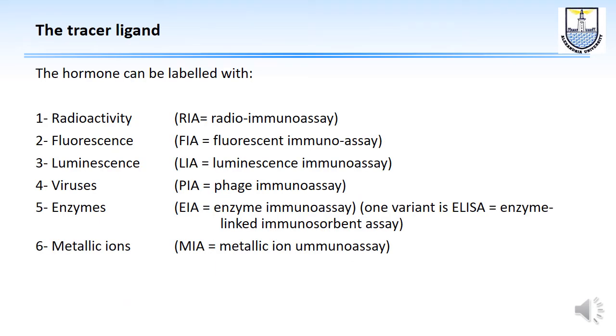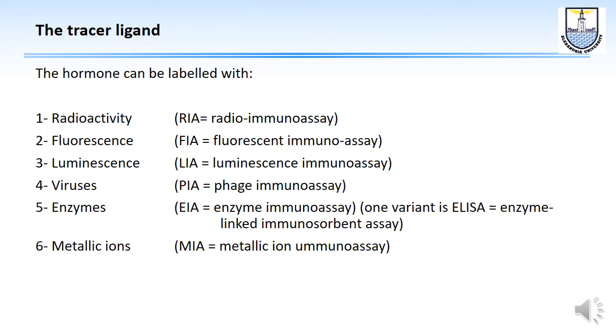And although these immunoassays started as radioimmunoassays, because the labeling was done with radioactive material, people started to put this material to get rid of it in the sink. So there was a fear that this would do a lot of pollution. So people started to look for other methods of labeling. If you label your hormone with fluorescence, you can have a fluorescent immunoassay. With luminescence, you have a luminescence immunoassay. You can even label it with a virus, a phage. So you have a phage immunoassay.